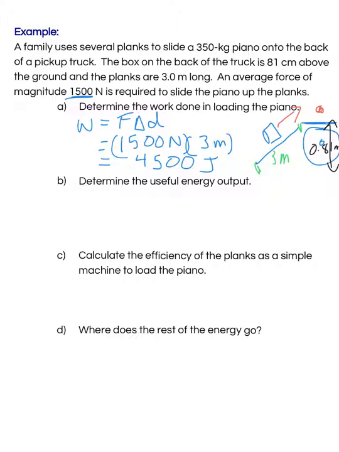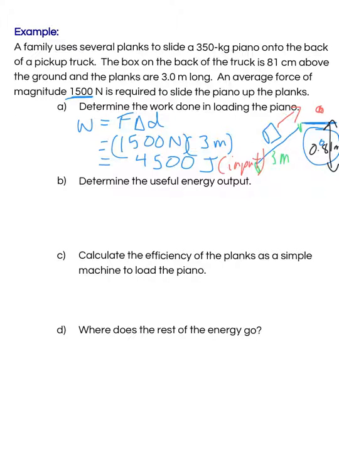And really, what is that? Well, that is the work that I put into it. That's my input. That's how much energy I put into it. And now, what did I actually achieve by doing that? What was the useful energy output? Well, my goal was to get my piano from the ground into the back of the truck. That was my goal. And so what did I achieve out of this?